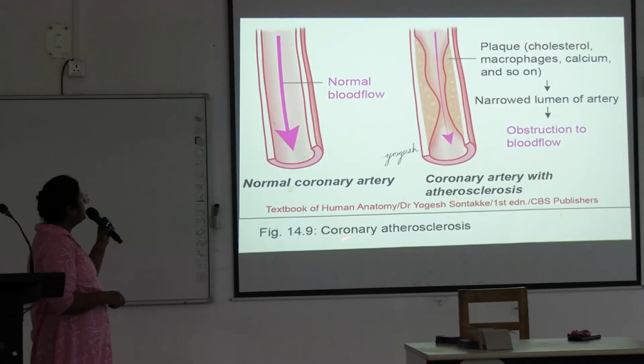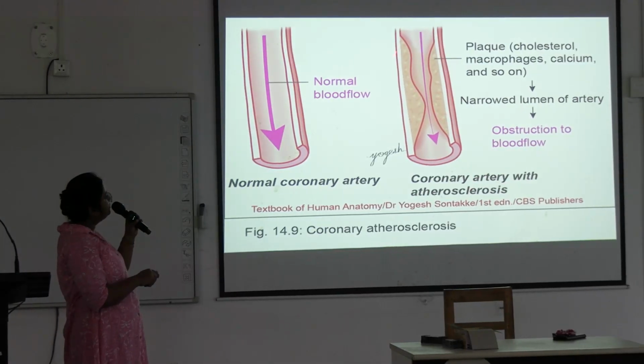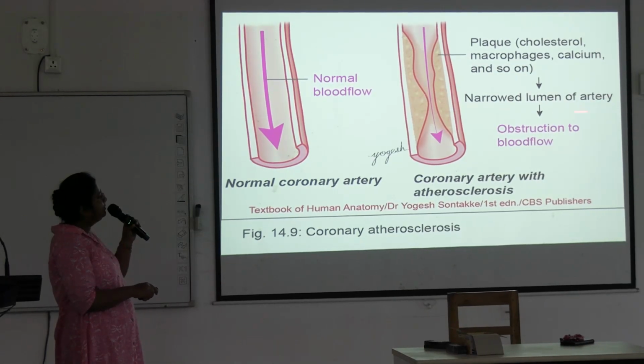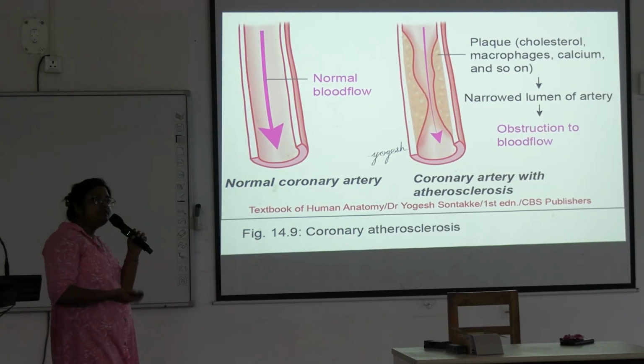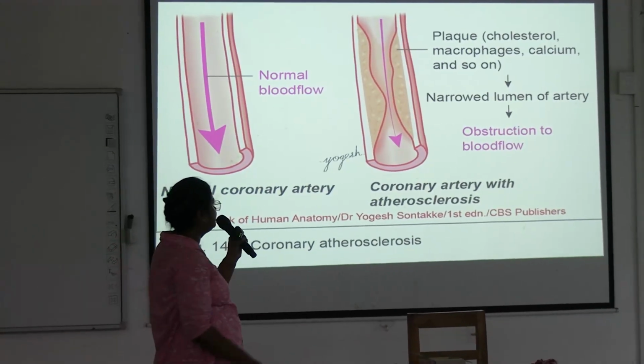See here, coronary atherosclerosis. This is a normal coronary artery, and in this coronary artery with atherosclerosis, there is deposition of plaque formed by cholesterol, macrophages, calcium and so on. There will be a narrowed lumen of the artery and obstruction to blood flow, and it will lead to angina pectoris and myocardial infarction later on.